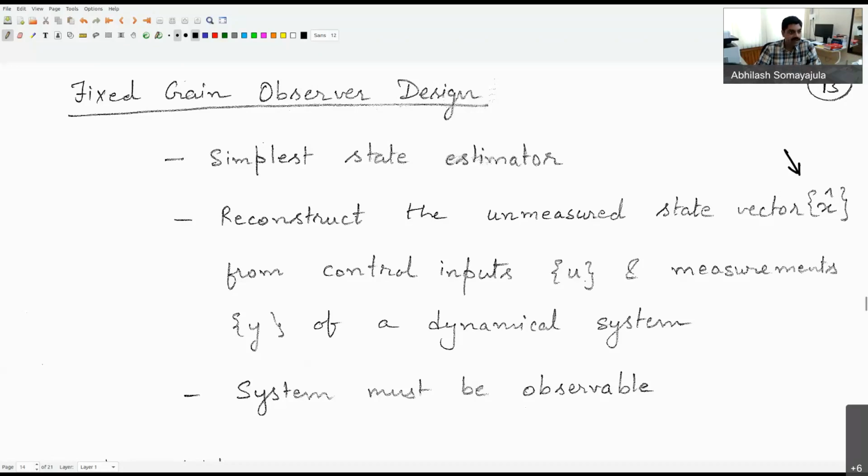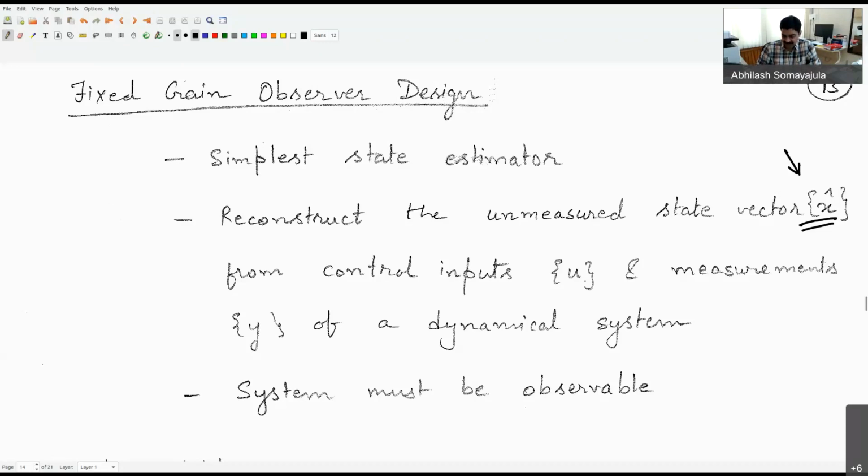All right. So one of the key aspects of when this fixed gain observer can work, where I can figure out what is the underlying state vector of the system, given that I know the control inputs and the measurements, is when the system is observable.